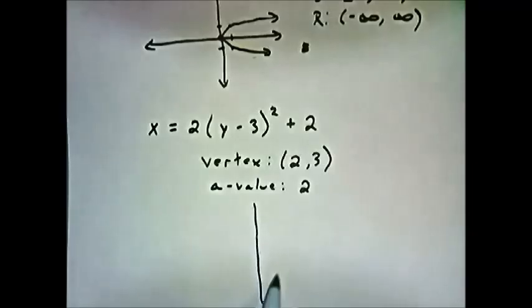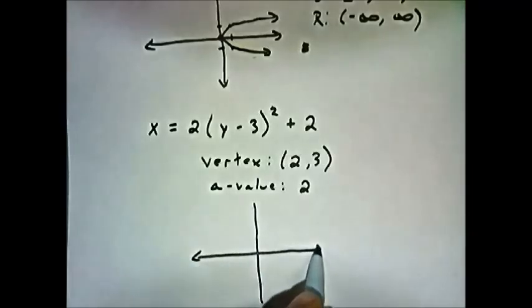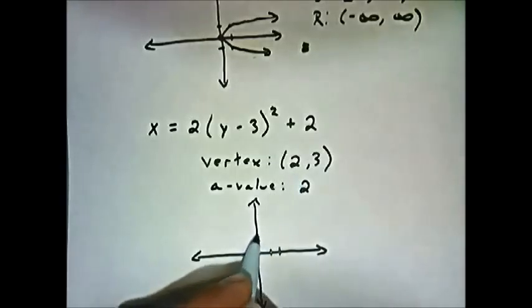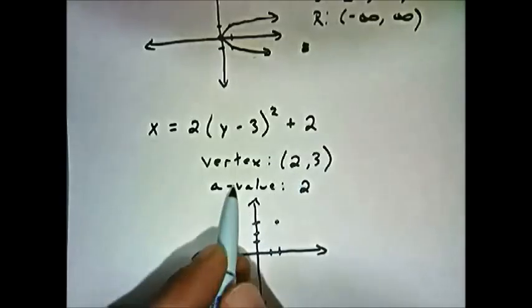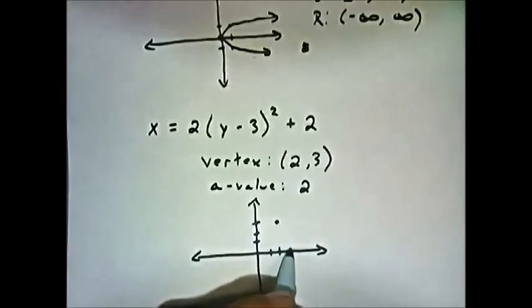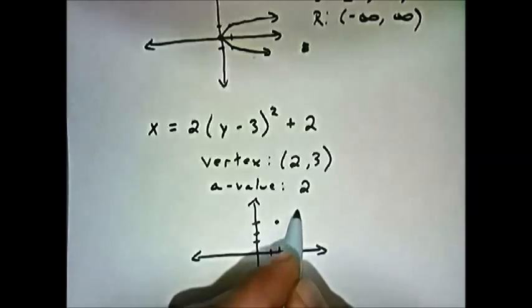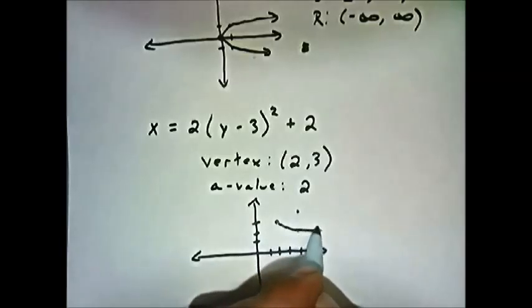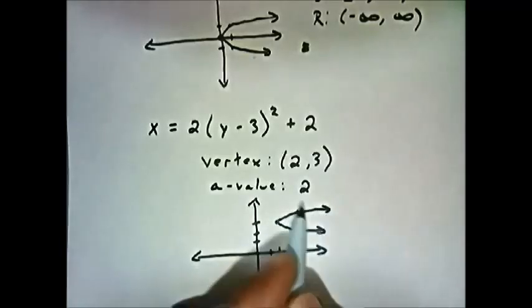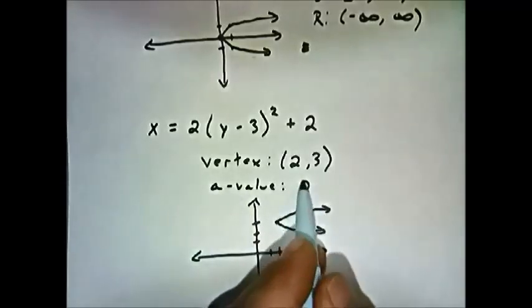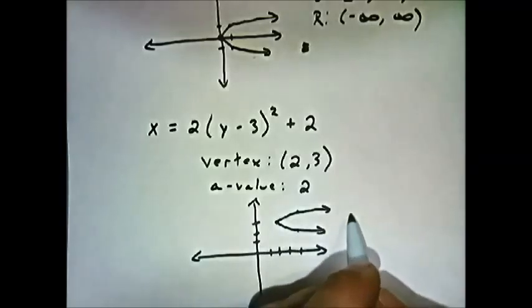So to graph this, we're going to start at the point 2, 3. Our a value is 2, so we're going to come over 2 to the right, come down 1, and go up 1. Notice this is a little thinner than our previous example because we have that a value of 2.